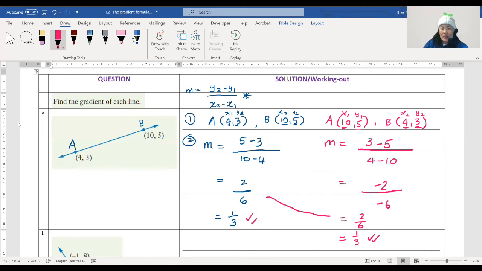So it doesn't really matter, guys, which one is your first one or second one, as long as you keep up with x1, y1, x2, y2, and use the formula according to the order it's in. Okay, that's very important.